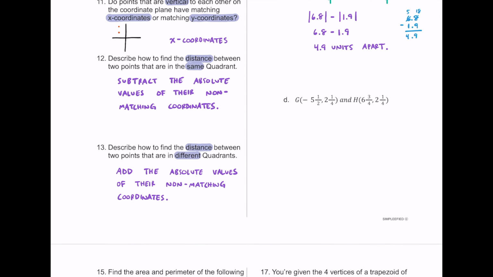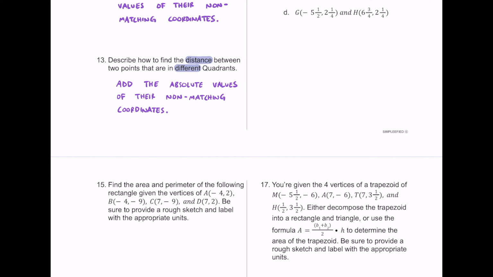Checking out D here, we have point G at (-5.5, 2.25) and point H at (6 3/4, 2 1/4). Let's see what's matching here. It looks like their y values are both 2 1/4. So we have to find how far apart these x coordinates are from each other. They are opposites in the sense that one is negative, one is positive, so they're in different quadrants. If they're in different quadrants, we're going to add their absolute values. Adding, it doesn't matter which one comes first.